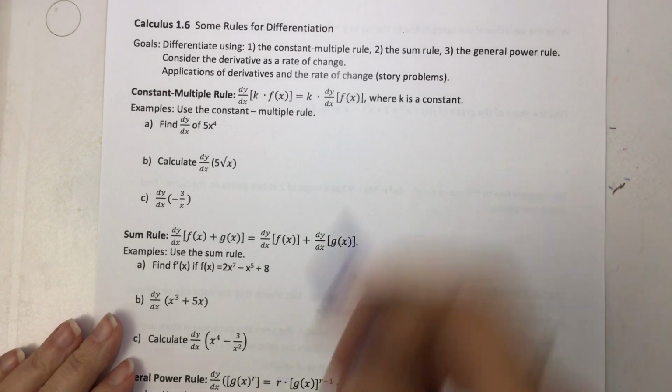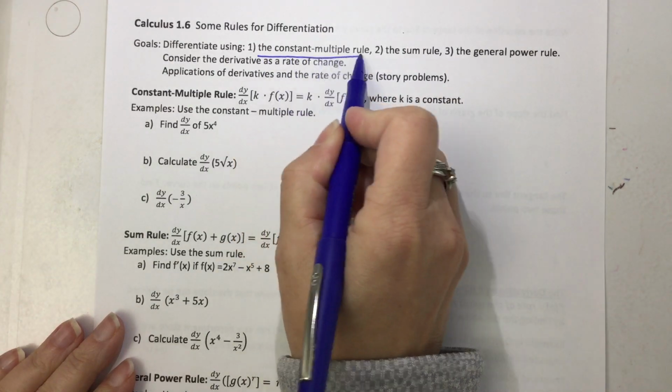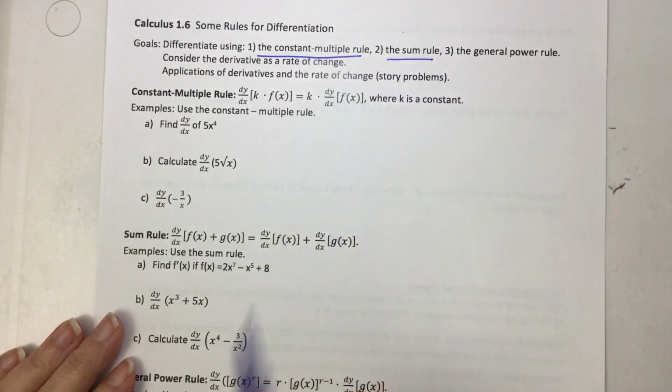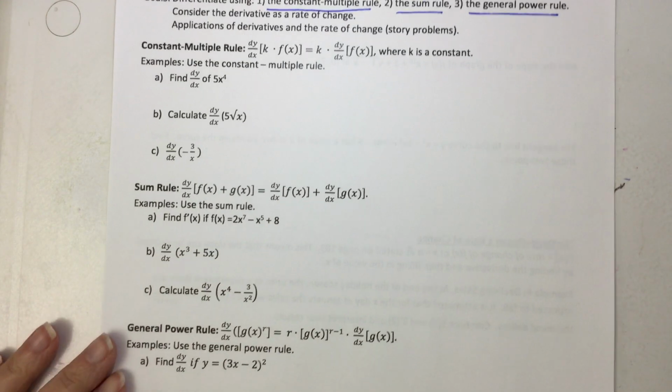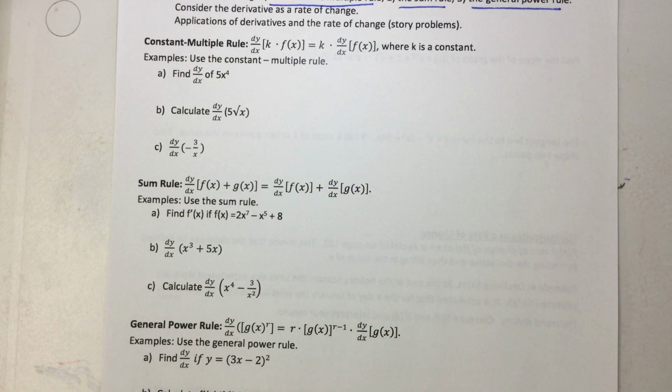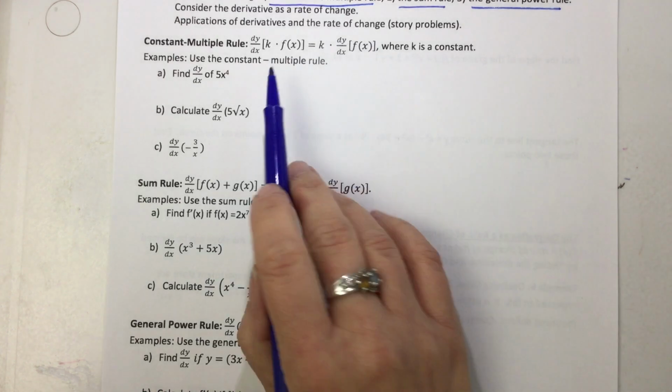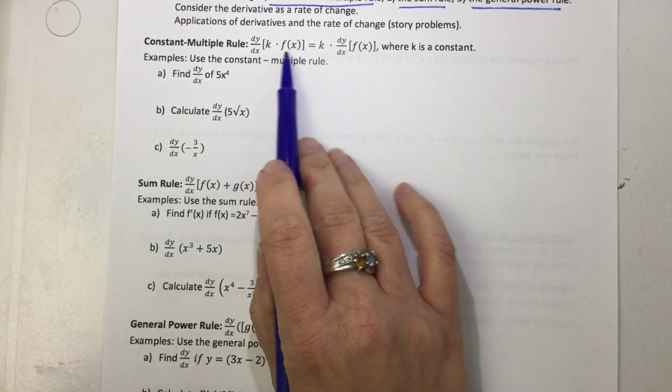Chapter 1, Section 6 covers the constant multiple rule, the sum rule, and the general power rule. So the first rule we are going to look at is called the constant multiple rule. And what this means is if you have a constant in front of a function.